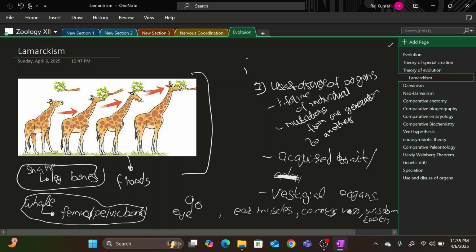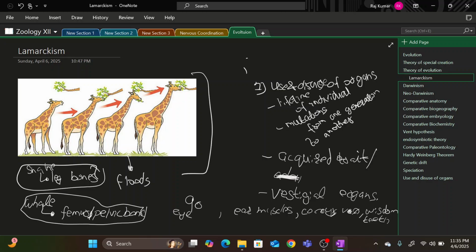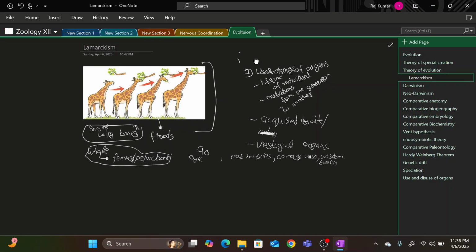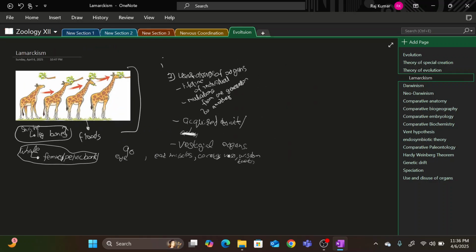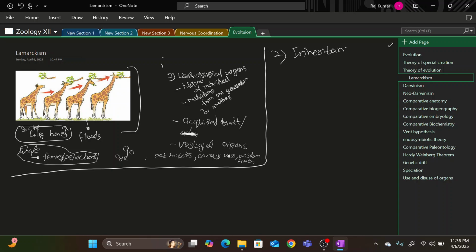And one more thing to note here is that there are no scientific conclusions about whatever Lamarck told us. So, right after this, let's move on to the second point, which is inheritance of acquired traits.